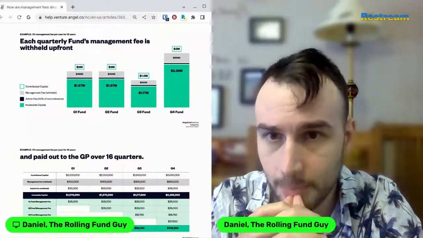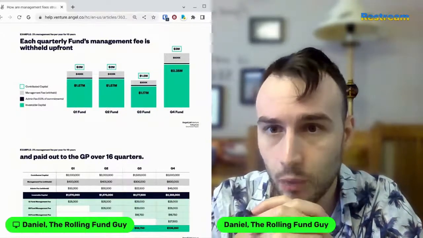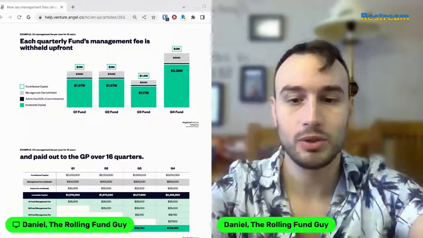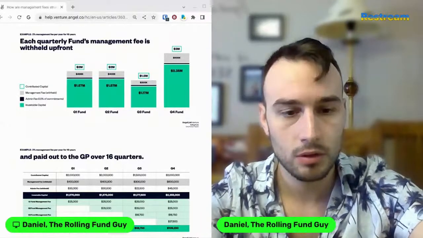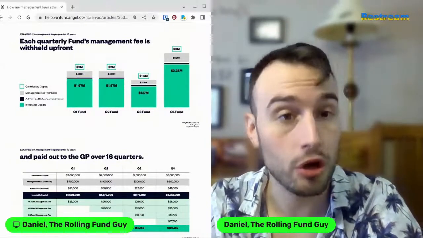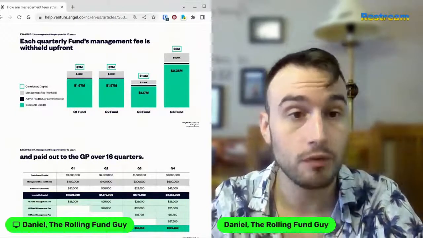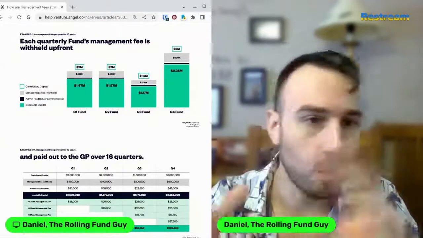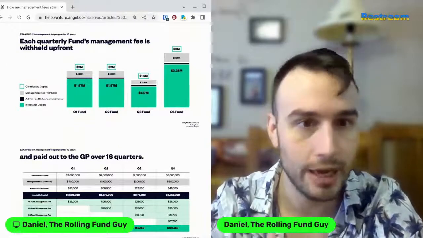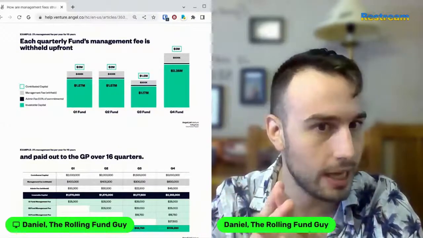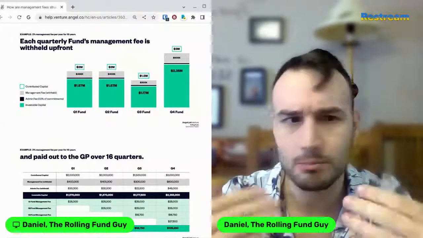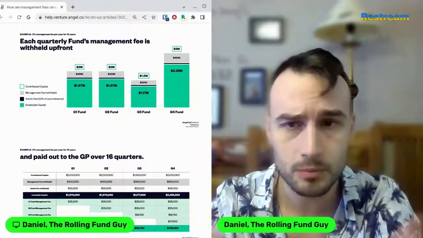And then if you divide 400K by 16, and you guys can't see this on my screen, but I am using a calculator for this, that's 25K per quarter that's being paid back to the GP. So out of 2 million in commitments, 400K is being held in escrow and then paid back to the GP in the amount of 25K for 16 quarters. It's kind of weird that the fee is calculated over 10 years and then reimbursed over the course of 4 years. That's the way it is.